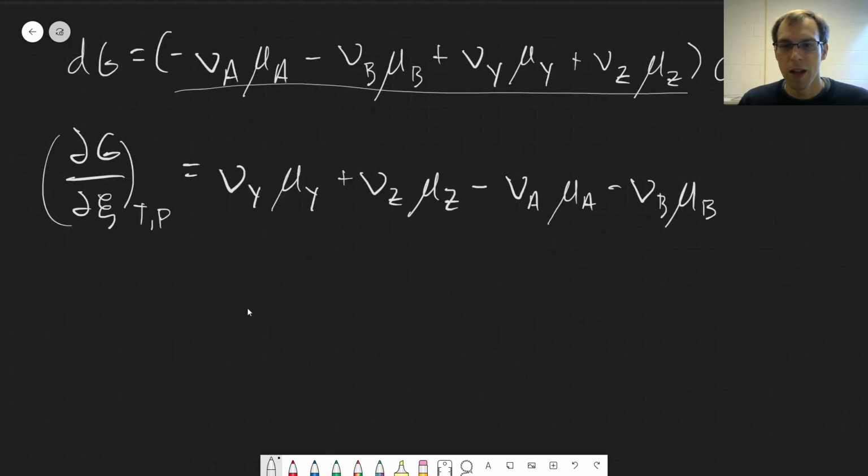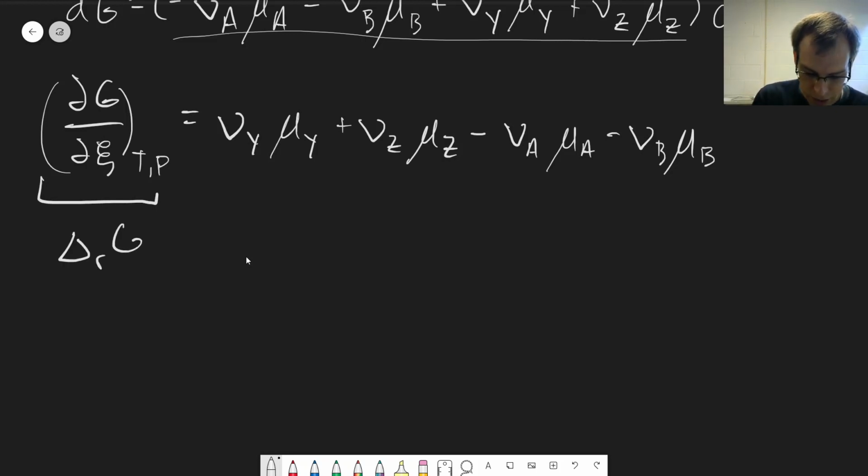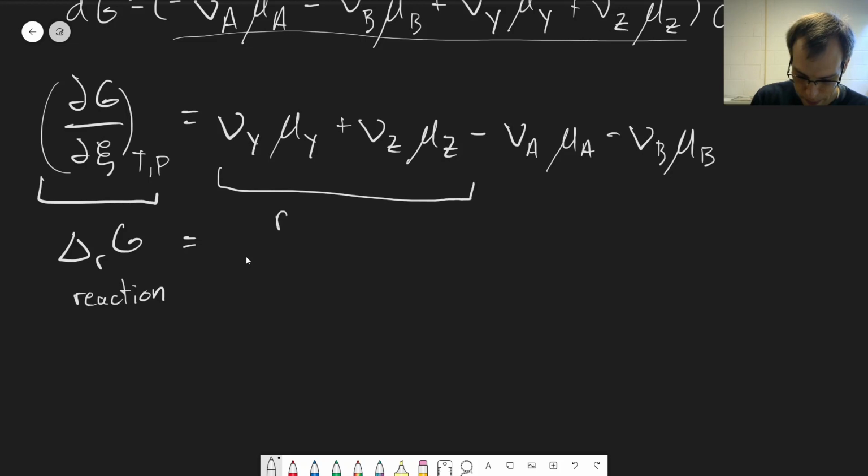Okay, so let's go ahead and define this. This partial derivative is a really important value, and so we call this delta R G. R meaning reaction, and this is the change in Gibbs energy for our reaction. And this is not a constant value. This is something that's going to be changing over the course of the reaction. And so that is equal to our values for the products minus the reactants. So we have this equation here, with the products here, minus the reactants here.